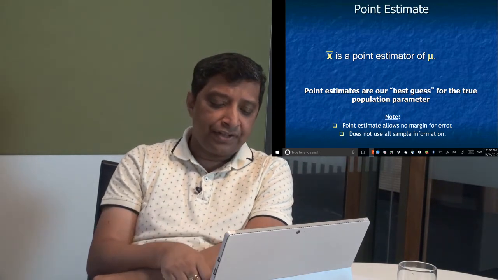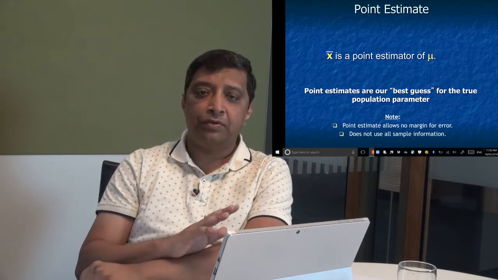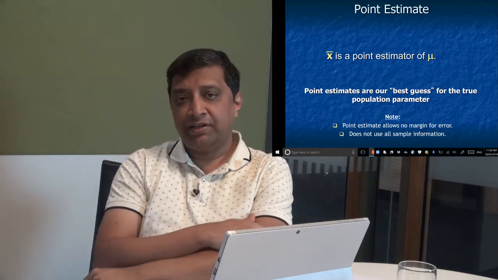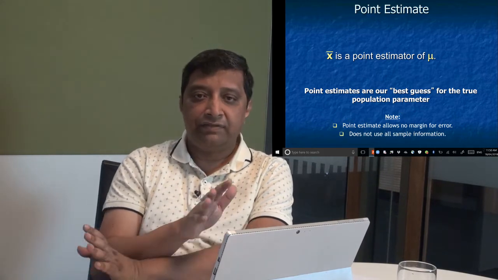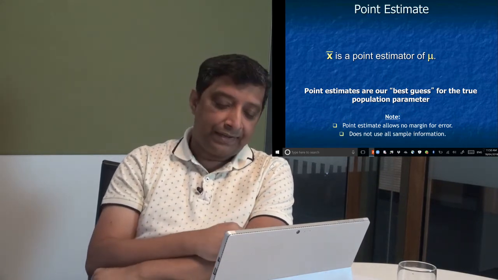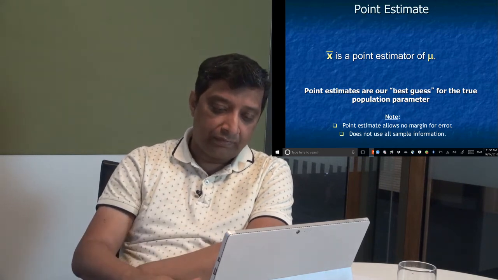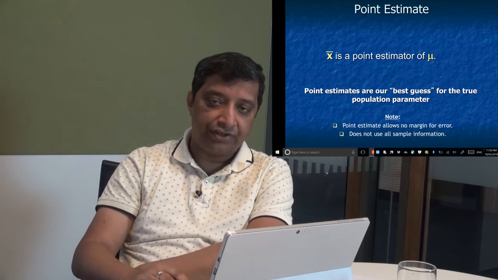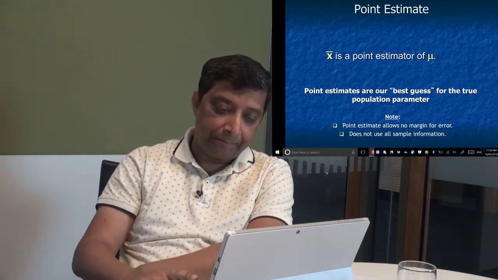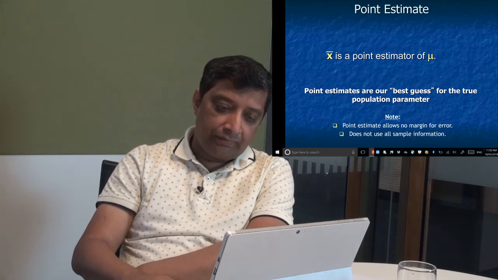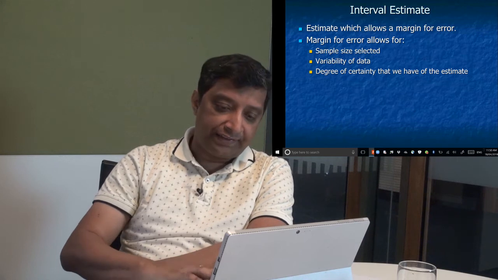It also does not use all the sample information, because in the sample we have seen that there's a lot more information than just the average. There's a lot of variability within the sample, different people earning different incomes. That information is not used in our calculation at all. We just base our prediction on the point estimate, or the sample mean. So the option we choose is called the interval estimate.